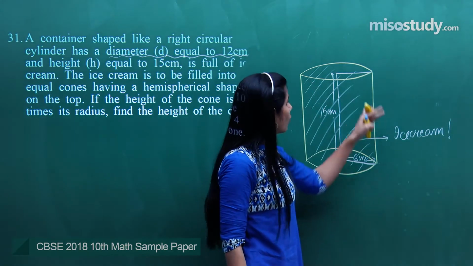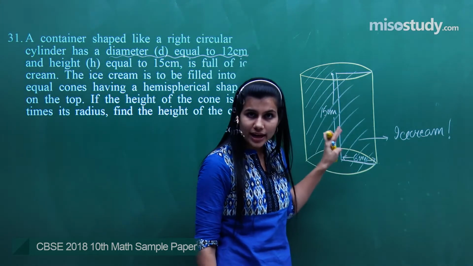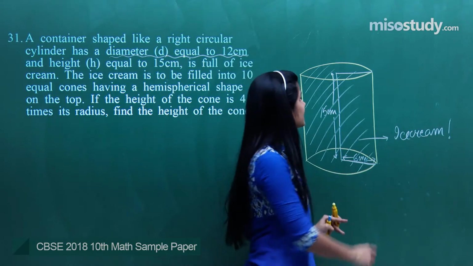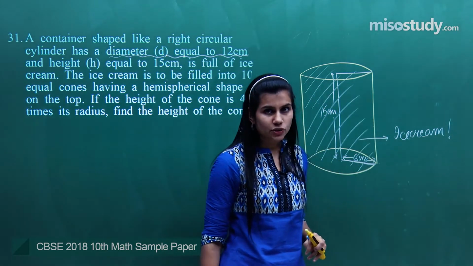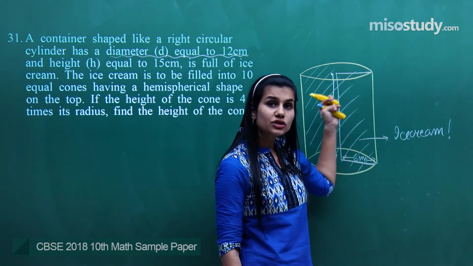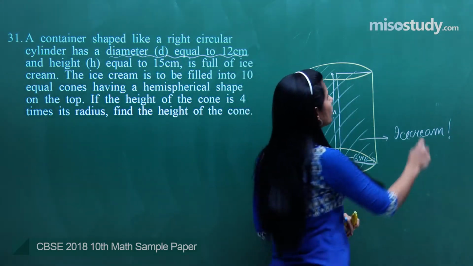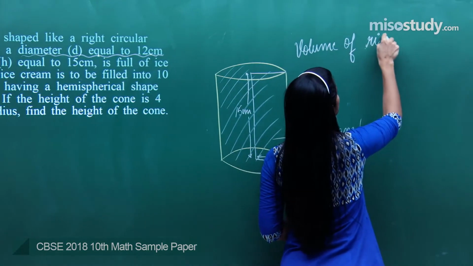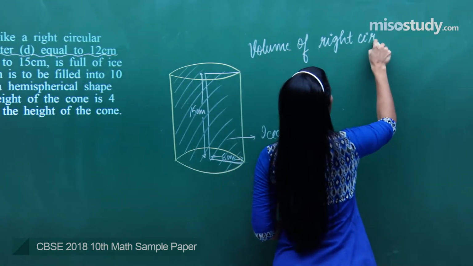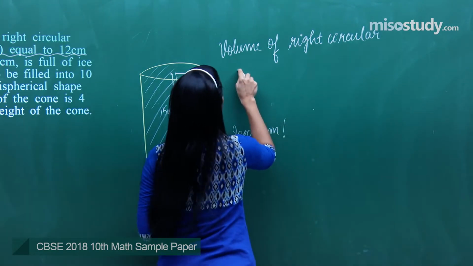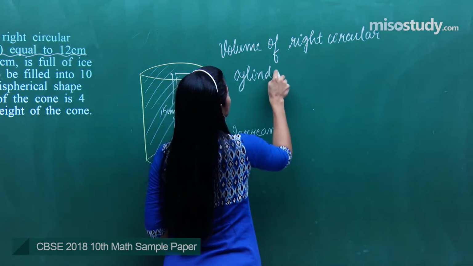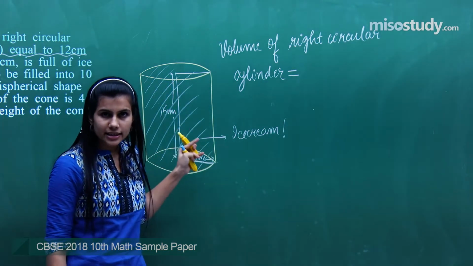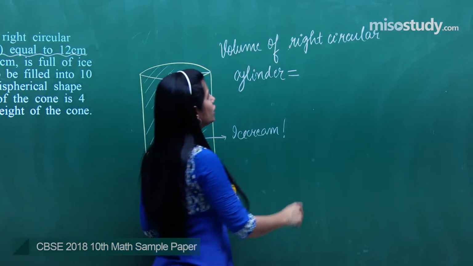That means how much is the space inside this right circular cylinder inside which there is completely ice cream kept? That means the entire volume of this right circular cylinder is the amount of ice cream which is kept in the entire cylinder. So what is the volume? Whatever the volume of this right circular cylinder is, that is the total amount of ice cream which is kept inside it, right?